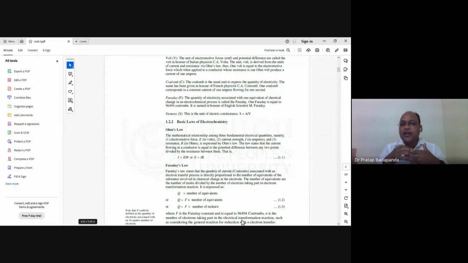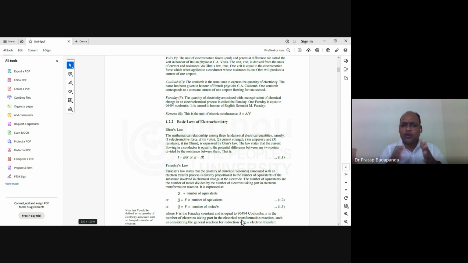Conductance means, usually in an electrical wire, the copper wire is there, right? Inside it is copper, not iron. Why? Copper helps to conduct electricity more easily than iron, because the conductance of copper is higher than iron. So iron has more resistance. Silver has the highest conductance, but silver is costly. So that's why we are not using silver.